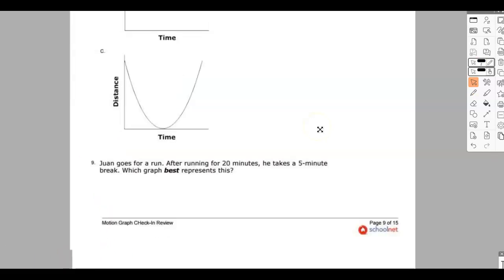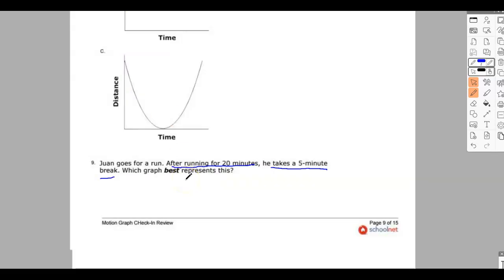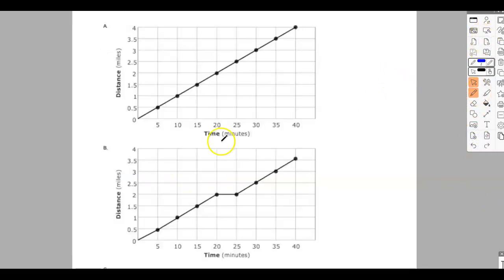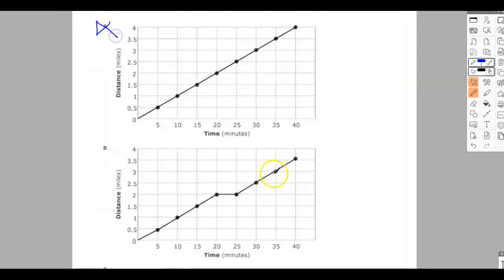I'm glad this is on paper, but I don't like the way that this shows up online because the question's here and then the answers are on a separate page. Juan goes for a run. After running 20 minutes, he takes a 5-minute break, meaning that he's going to be at rest after 20 minutes. I have to find a graph that looks like that. So when I go to the next page, does this guy ever stop? Like, I don't see any. That one to me looks like constant speed.